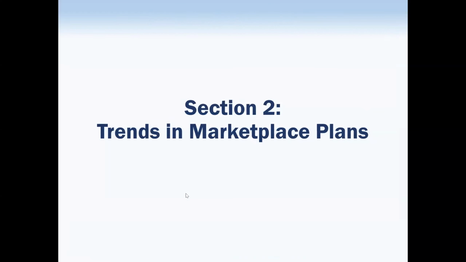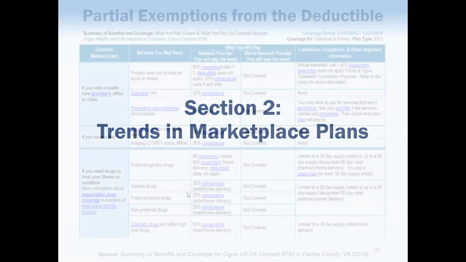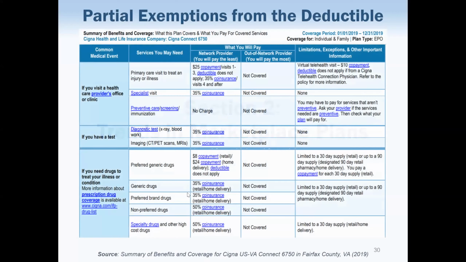So now let's move on to some of the trends we're seeing in the marketplace. One of the things I want to highlight is we talked earlier about how there could be an important value in finding plans that have some first dollar coverage, some coverage that's exempt from the deductible. And what we're seeing now more and more is some plans, especially bronze plans that are the cheaper end of the marketplace, are not waiving the deductible entirely for, say, primary care, but they're letting you have a couple visits where you don't have to worry about that deductible.